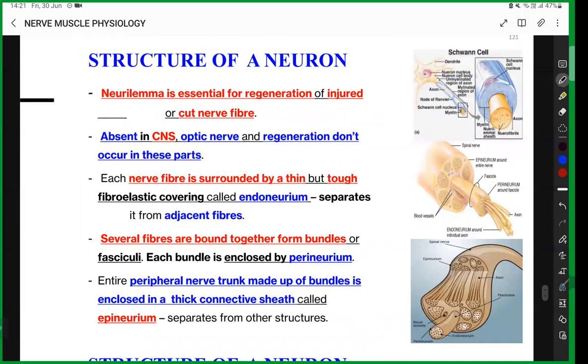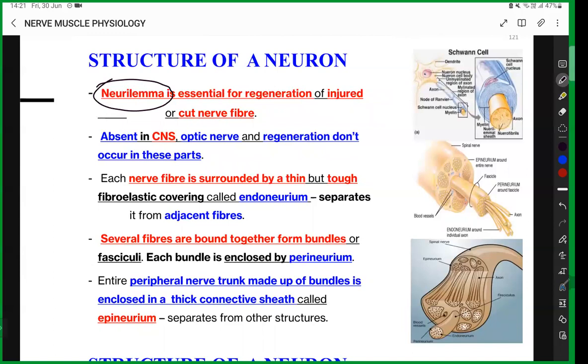Neurolemma is essential for regeneration of an injured nerve, which is absent in the CNS and optic nerve, and regeneration does not occur. Remember, you need neurolemma. Neurolemma is present only in the peripheral nervous system. Now you can understand why there is no regeneration when there is a CNS nerve injury, such as optic nerve injury.